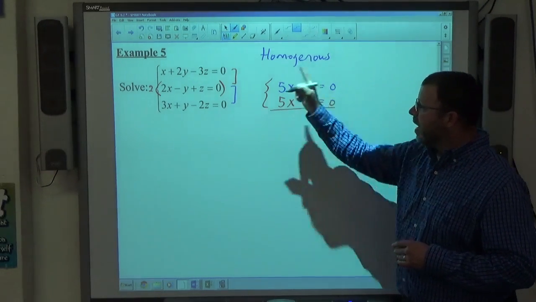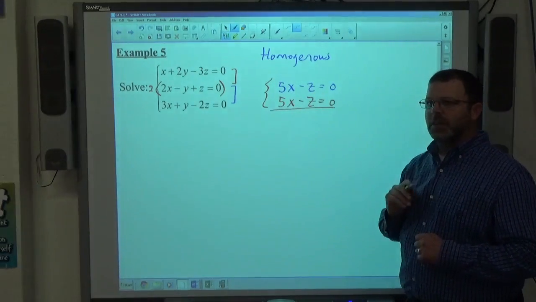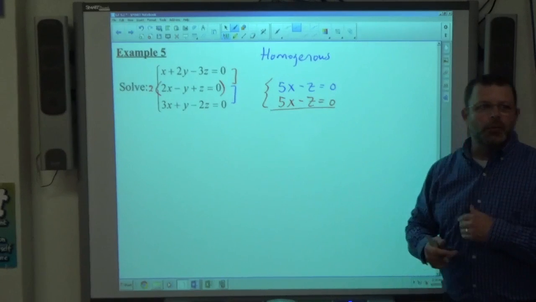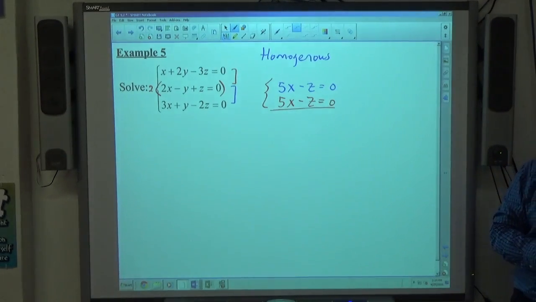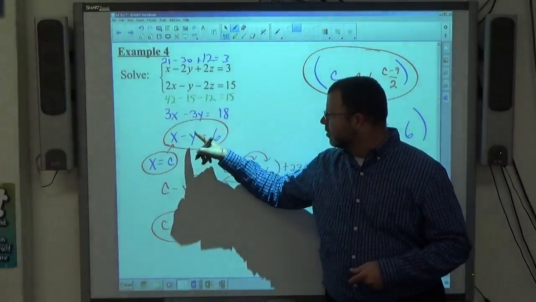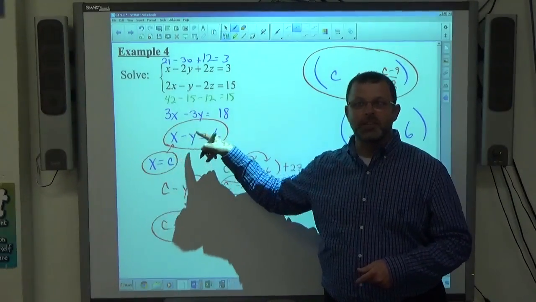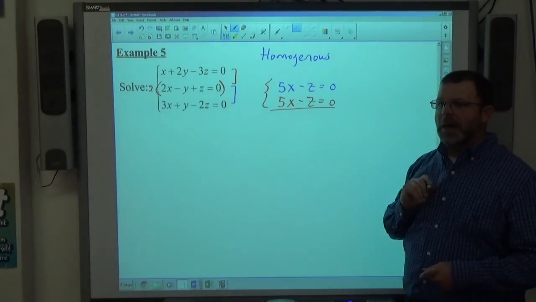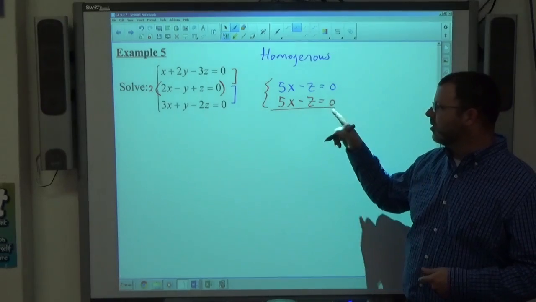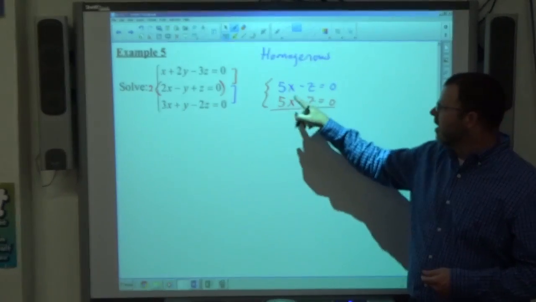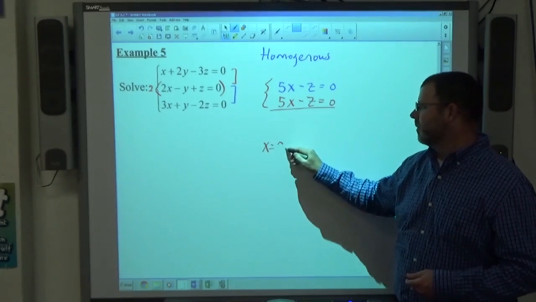Now, once I've gotten rid of y, I'm left with just x's and z's. So I want to set c equal to x or z. Here's my way of picking. There's no one right way to do it. The last one didn't matter because it said x minus y equaled 6, and they're both 1x and 1y. If you have different coefficients, let x equal that number, or I should say c equal that number. So x has a coefficient of 5, z has a coefficient of 1. Let x equal c.